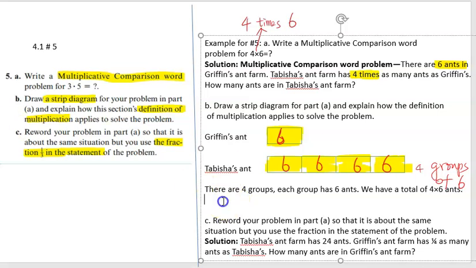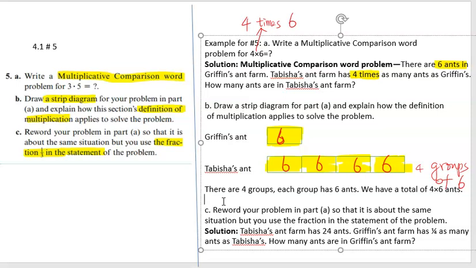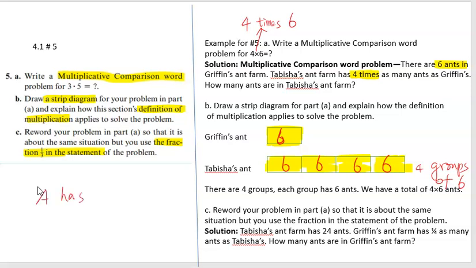Now part C, reword your problem so that it results in the same situation. So this is kind of similar to compare problems we did in chapter 3. So for example, when you say A has 4 more something than B, which is the same as saying B has 4 fewer than A. You will be doing exactly the same thing.